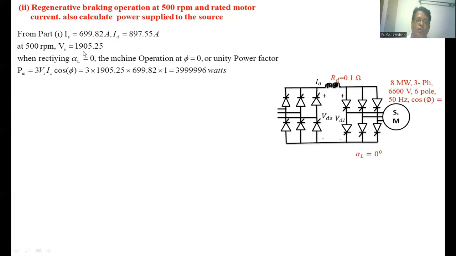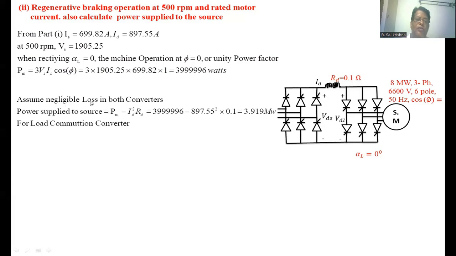That is 1905.25 volts. The line side inverter operates as a rectifier with alpha L equal to 0. The machine operates at phi equal to 0, or unity power factor. So the mechanical power developed in the synchronous motor equals 3 Vs Is cos phi. This is the power taken by the synchronous motor, which we take as the mechanical power developed because we neglected the losses in the synchronous motor. Substitute all the values and we get this much power in watts.